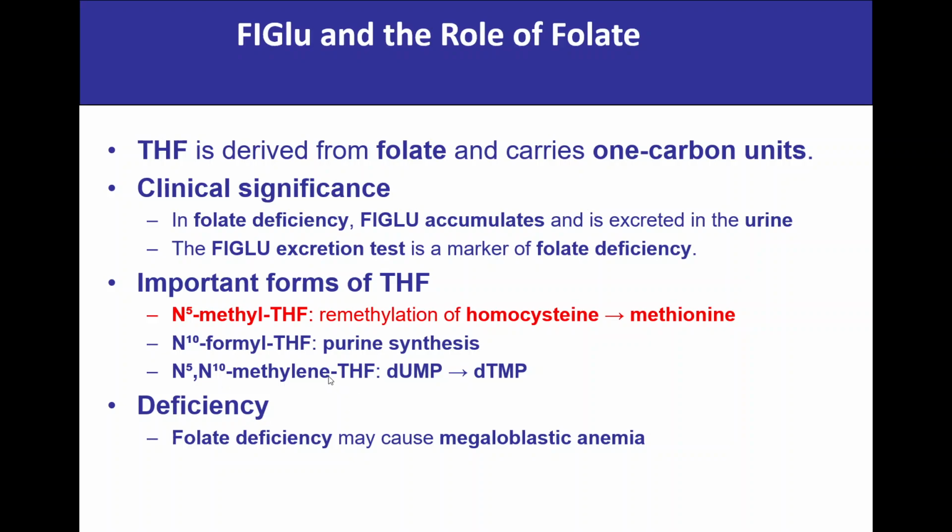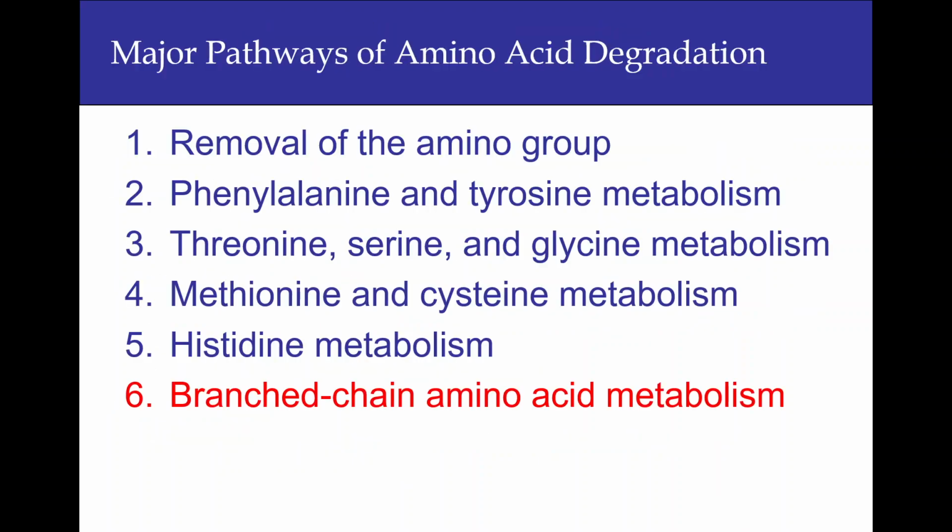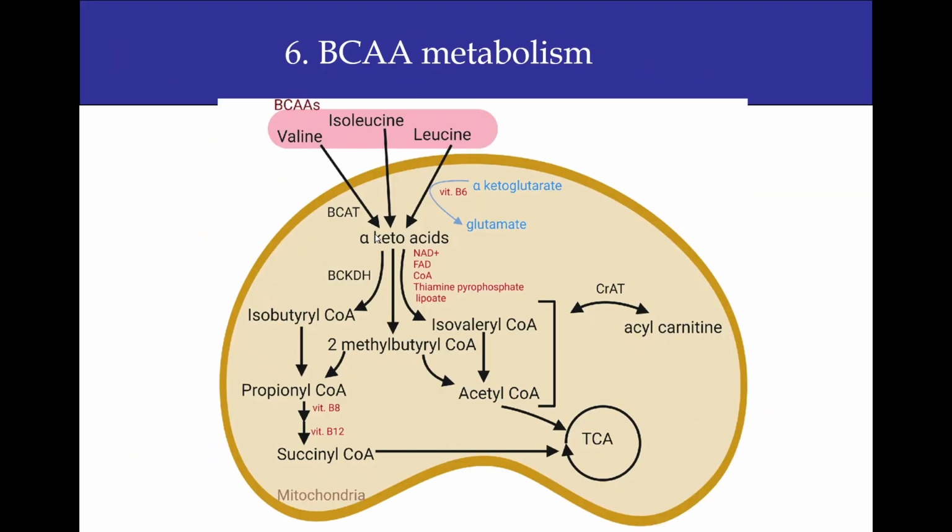You've seen in your blood block that folate deficiency can cause megaloblastic anemia. Next, we're going to talk about branched chain amino acid metabolism. What are the branched chain amino acids? Valine, leucine, isoleucine. They are first metabolized to alpha keto acids. So we remove the amino group and you get alpha keto acids. Transamination will donate the amino group to alpha ketoglutarate. Alpha ketoglutarate will become glutamate, and these amino acids will become alpha keto acids.